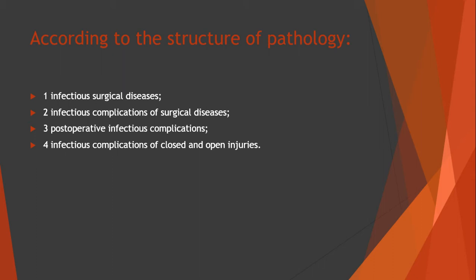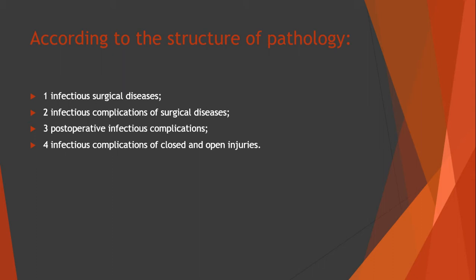First of all, infectious surgical diseases. It means we have a boil or abscess or appendicitis. Infection complication of surgical diseases is like acute peritonitis after acute appendicitis. Postoperative infection complications mean surgical wound infections. And infection complication of closed and open injuries.